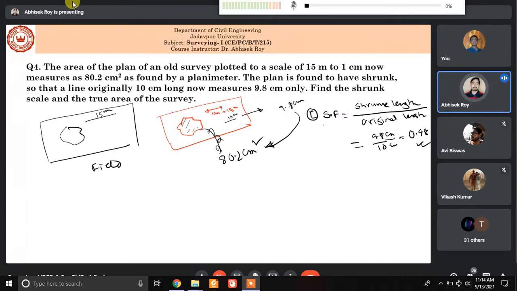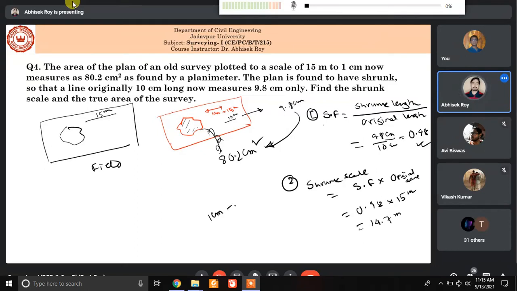Is that clear up to this part? Yes, sir. Okay. Now, what is your shrunk scale? Shrunk scale, as we know, is shrinkage factor into original scale. So shrinkage factor is 0.98 and original scale is how much? 15 meter is represented by 1 centimeter. So multiply just by 15 meter. So it will be 14.7 meter. That means right now 1 centimeter in your drawing is basically representing 14.7 meter.